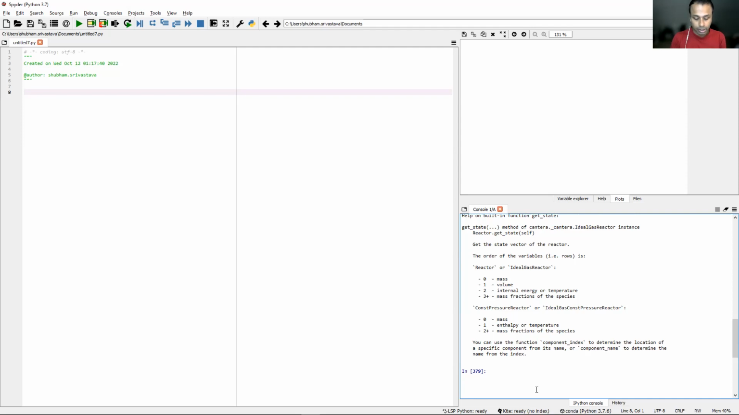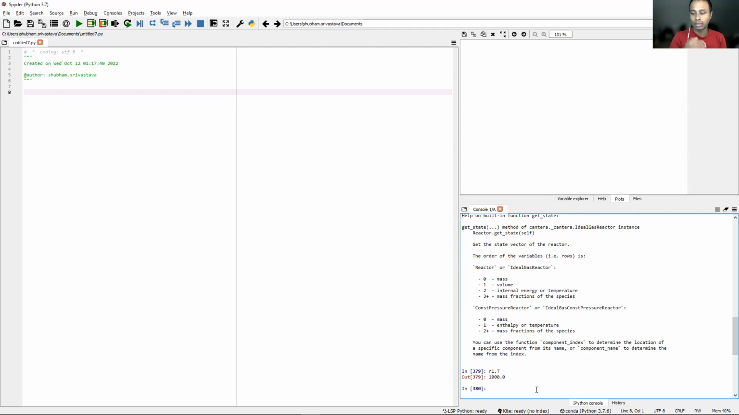Now, one more thing that we can also try is to simply look at, for example, the temperature. So R1 dot T gives you 1000 Kelvin. This reactor has been initialized with hydrogen and oxygen in a 40:60% ratio.